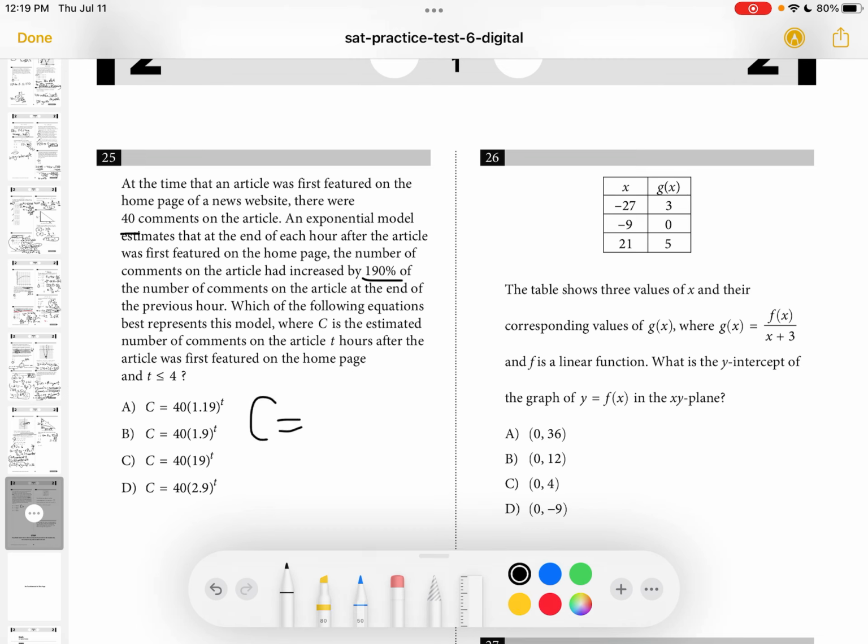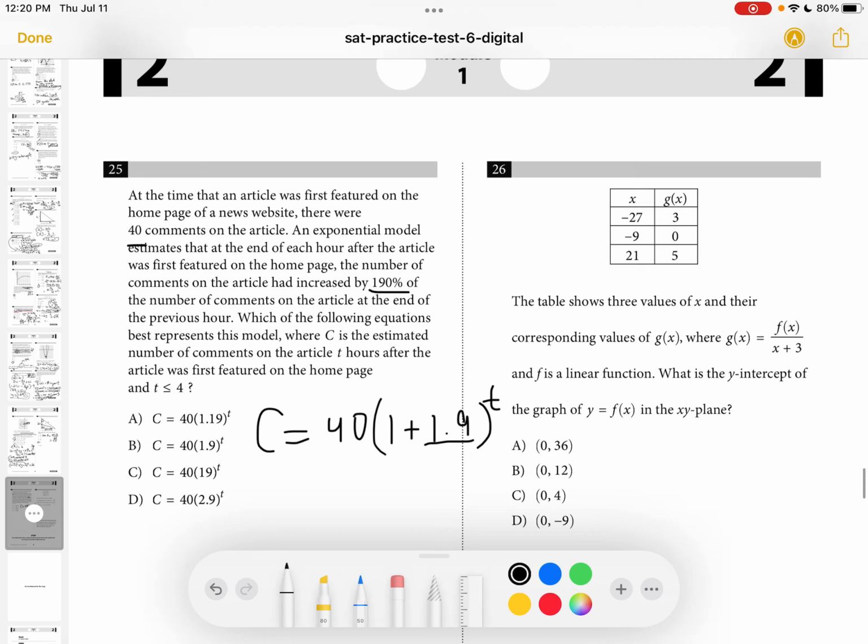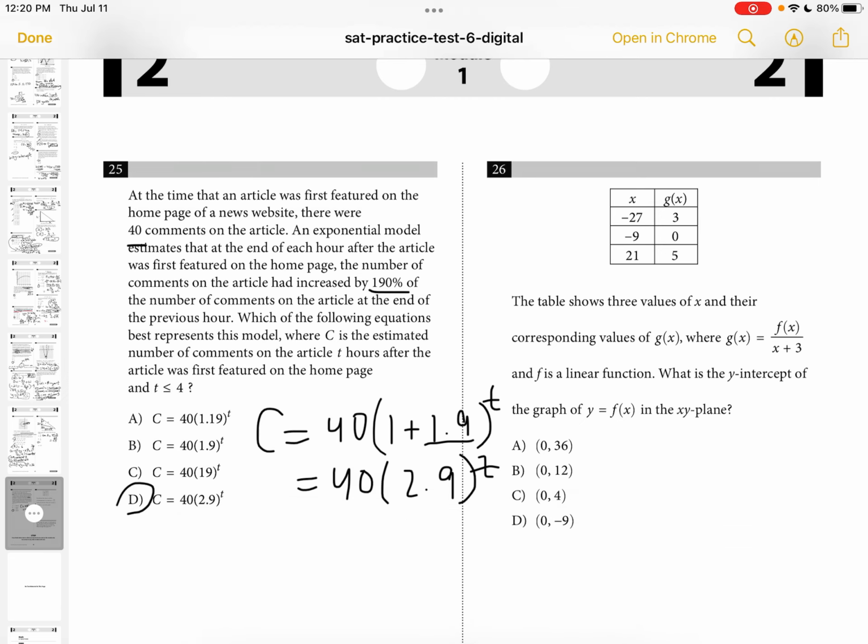So we know our initial value. C is equal to 40 times, and the formula is 1 plus our percent increase. By the way, the percent increase should be written as a decimal. So our percent increase as a decimal is 1.9, to the t power. When we add this up, we get 40 times 2.9 to the t power. So that's choice D.